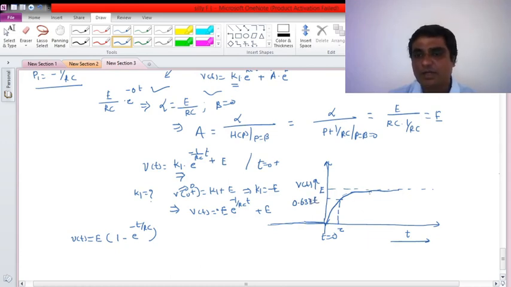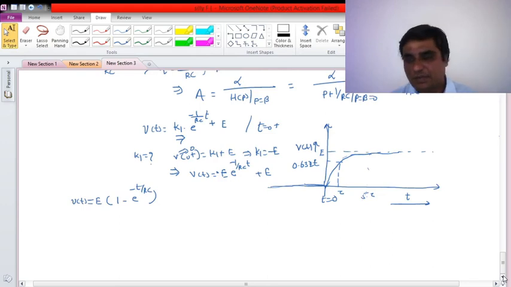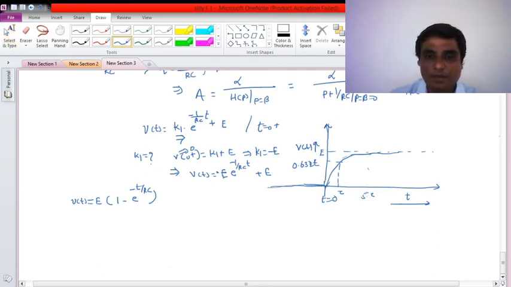Okay, so I can wait up to 5 time constants, and I can say, okay, the capacitor has been charged fully. So after switching, that capacitor has stored the energy, and then we will open the switch, and we can use this capacitor for other purposes in our application. Okay, so this way V of t is done.